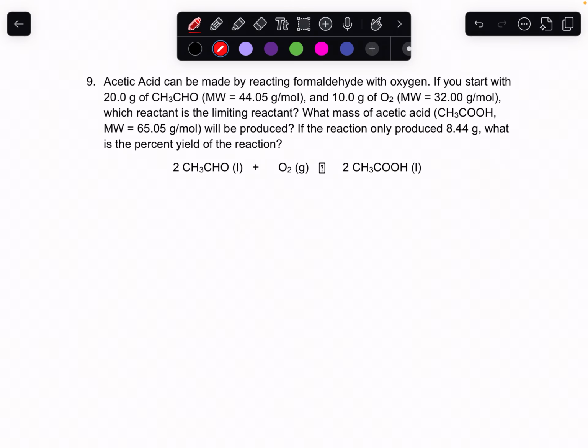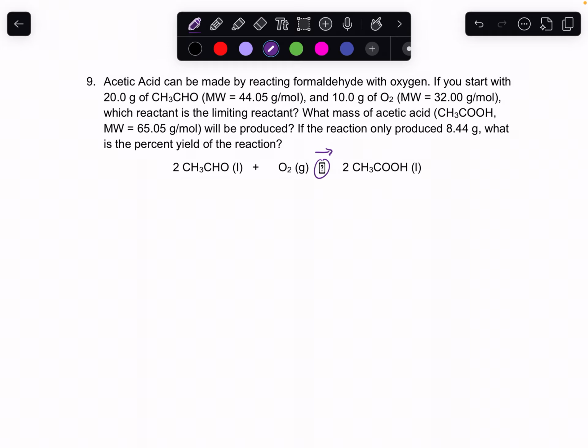So we can just start off by reading through the question because that is half the work, right? So, acetic acid can be made by reacting formaldehyde with oxygen. All right, I assume that is what the formula reads, even if I don't know these molecules. Also, this should be an arrow. Sorry about that. Formatting issues. So I'm creating acetic acid by reacting formaldehyde with oxygen.